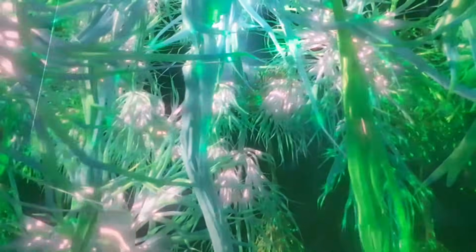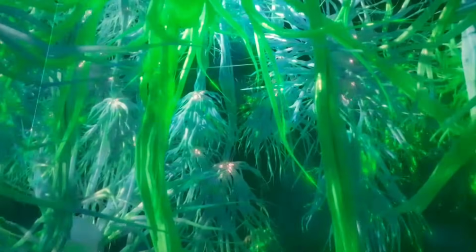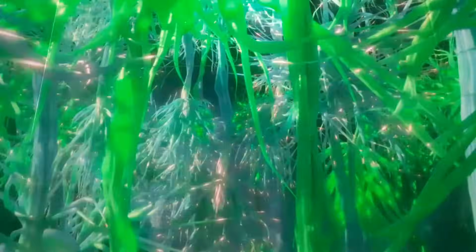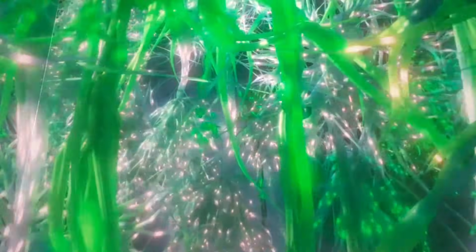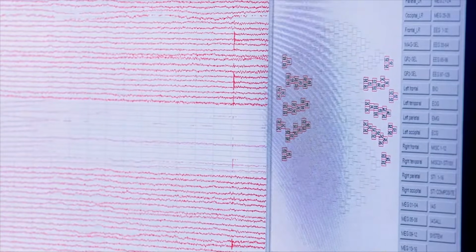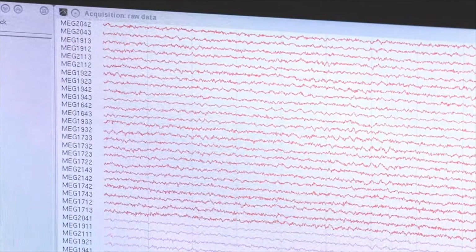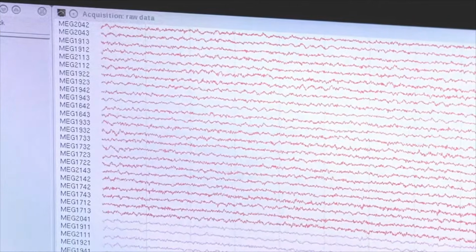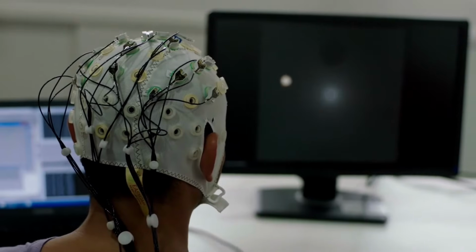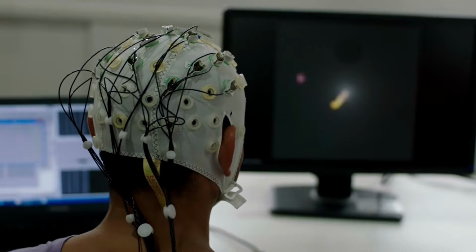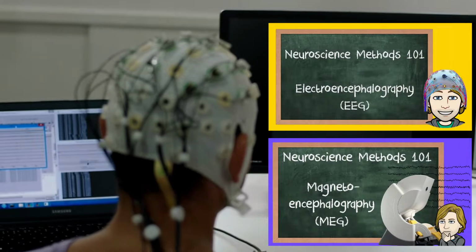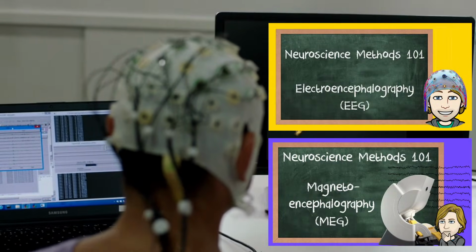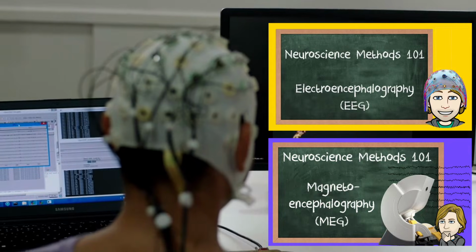When the neurons in our brain are active, they are often active together in synchrony. This synchronized activity leads to rhythmic patterns, which result in a wave-like signal. These brain waves, or neural oscillations, can be picked up by various machines, including electroencephalography and magnetoencephalography, abbreviated as EEG and MEG, and we discussed those techniques in previous videos.